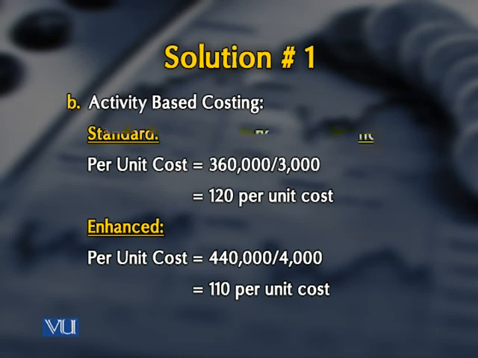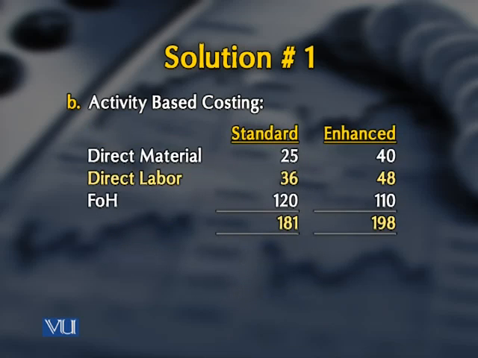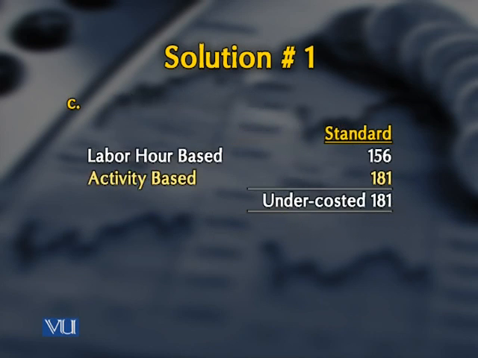And if you allocate it, it comes to 25, material same, and labor also the same, overhead is 120 and 118. So the cost total is 181 and 198. Now, if you compare the cost, standard under traditional base is 156 and 217 for enhanced. In case of activity base, it is 181 and 198.